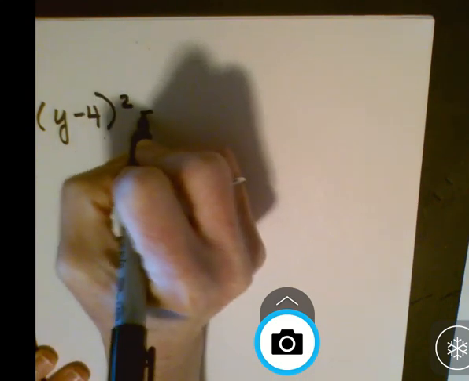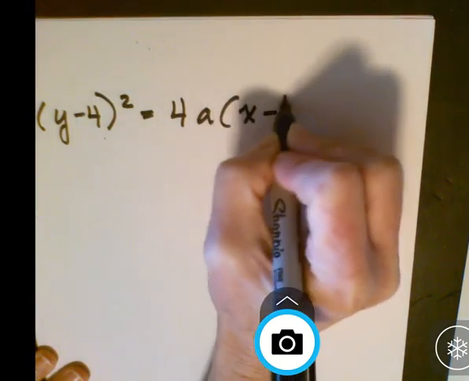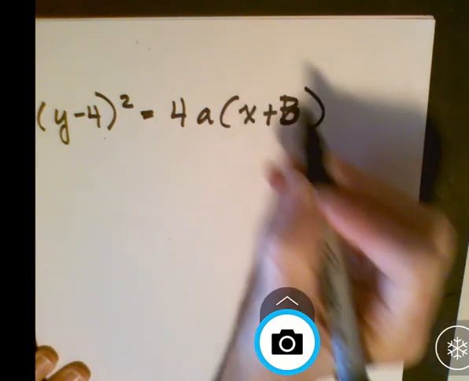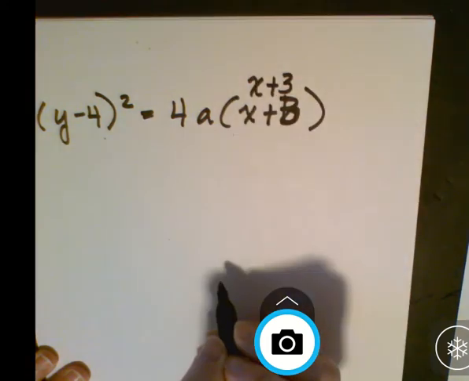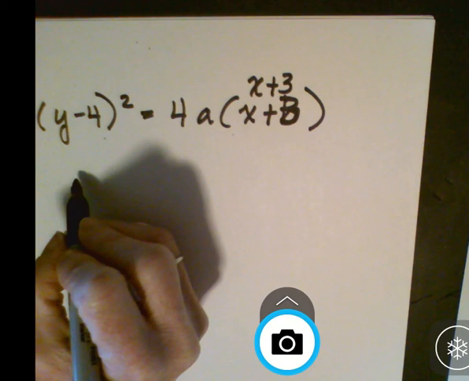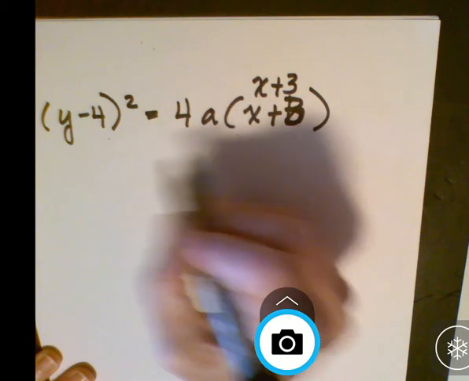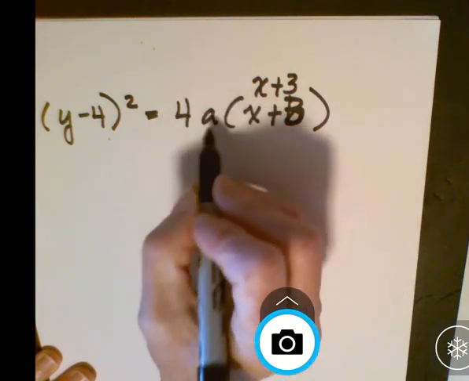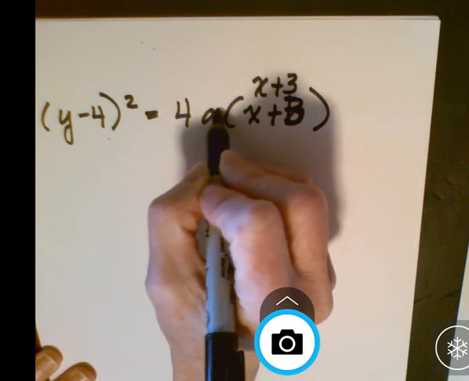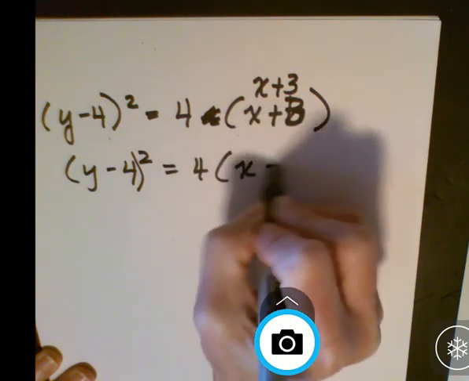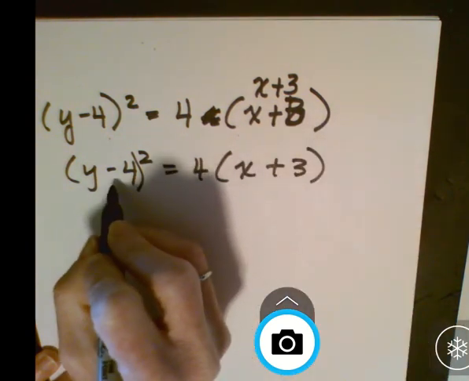Now let's look at some parabolas that will open the other direction. What if we had y minus 4 squared equals 4a times x minus h? x, let's call this one plus 3. I wanted to use actual numbers first. Okay, so the y is squared this time. y being squared means it opens either to the left or to the right. No matter what a is, and let's just let a be 1, so we just have 4 times x plus 3.